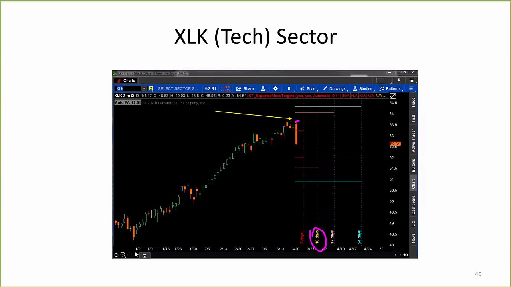Okay, so anyway, very exciting stuff if you understand expected moves. If you don't, just understand that those lines become good targets. Same thing with the indexes and things like that too. And we'll look at some examples of that.